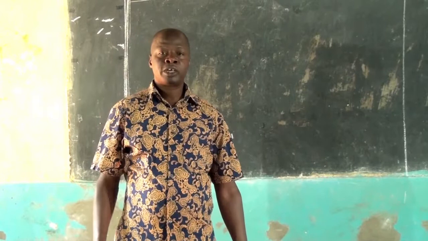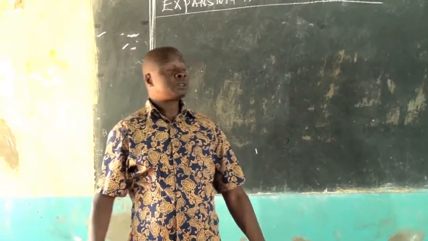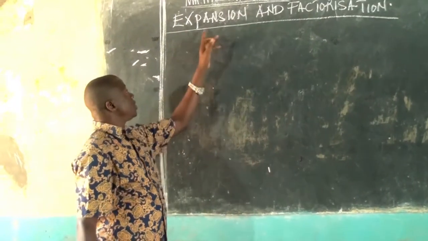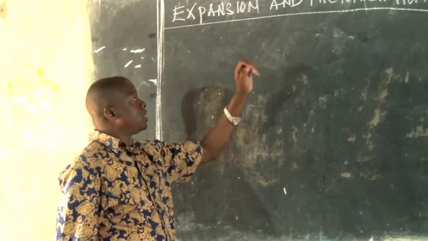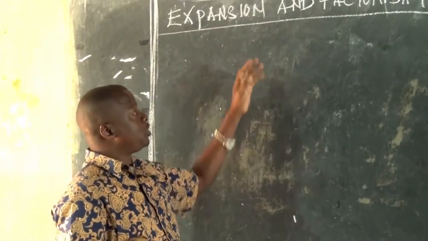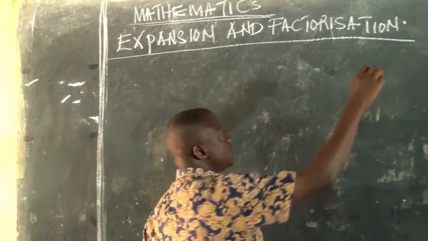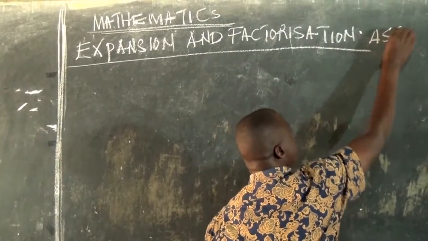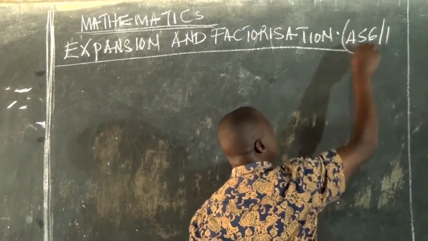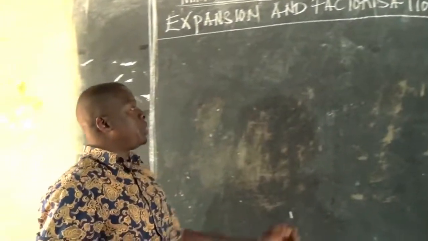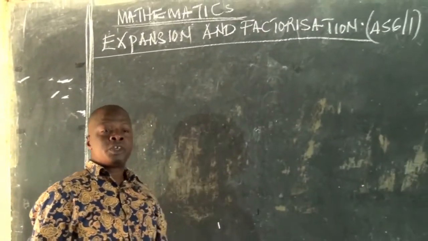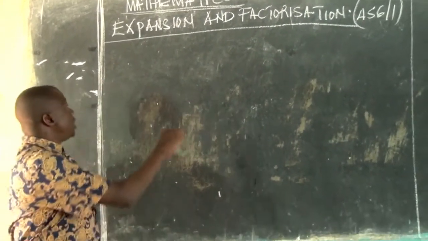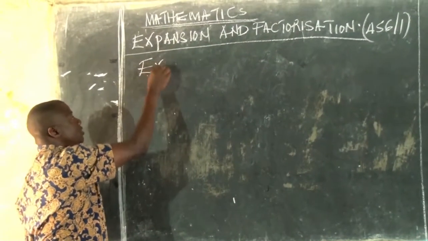We are going to look at mathematics that is senior 2. We look at expansion and factorization. This is common in paper 1, that is 456, topic 1. It can appear in section A, it can also appear in section B. We can have an example here.